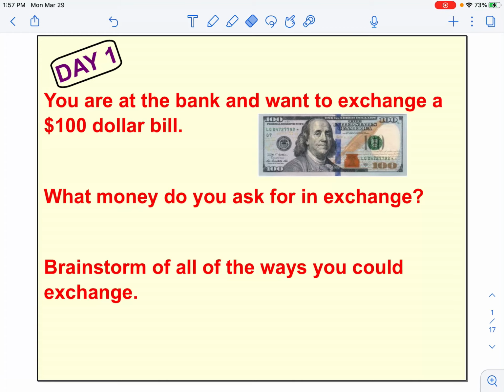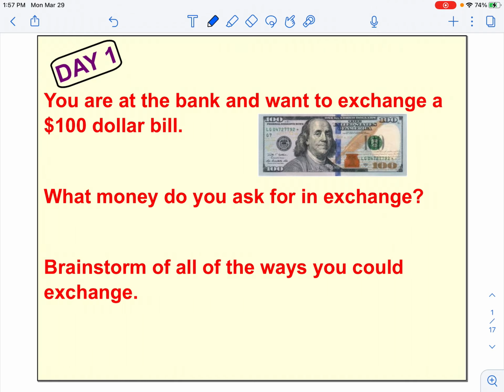Chapter 8, Day 1. We are going to talk about greatest common factors today and just factoring in general. So here's maybe something you can connect to what we're about to do. Let's say you're at the bank and you want to exchange a $100 bill. What money can you ask for in exchange? And how many different ways could you ask for money so that you get your whole $100?